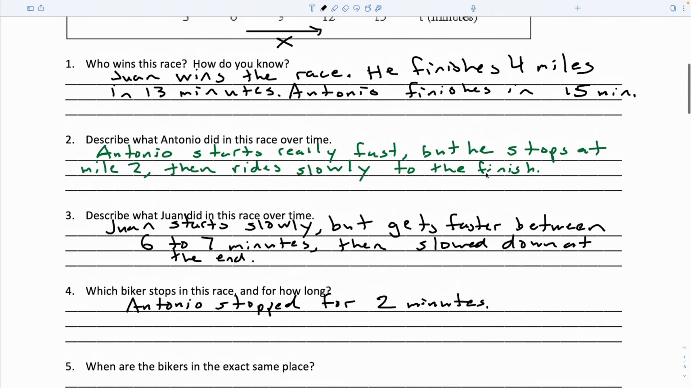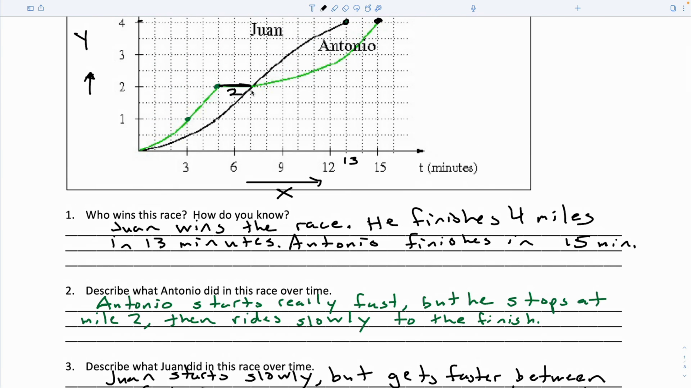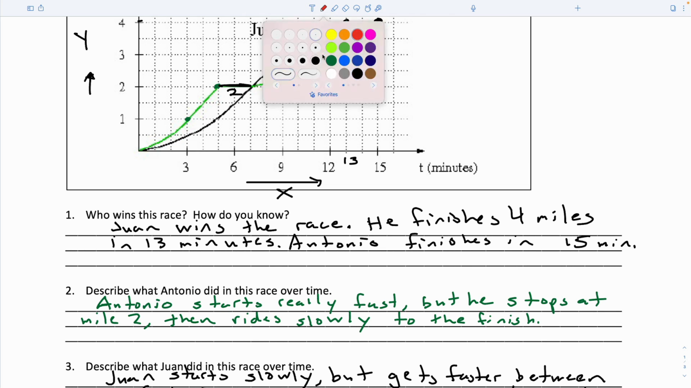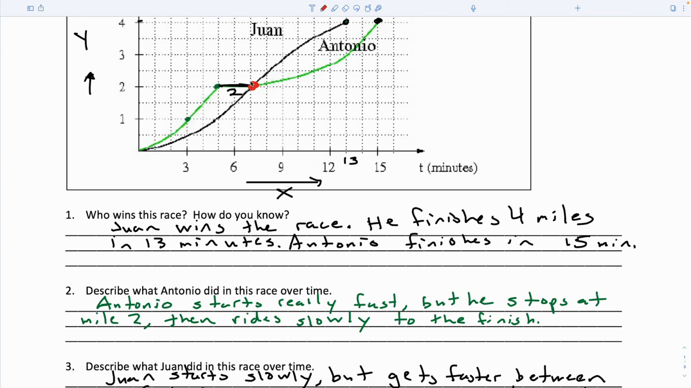When are the bikers in the exact same place? Well, they cross right here. So they're in exactly the same place. They might say hi to each other, good job, or maybe just like throw mud at each other if they're very competitive. Hopefully not. Minute 7, 6, 7, 8. They're at the same place.